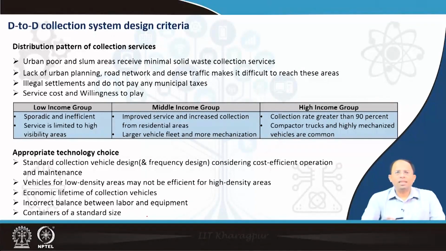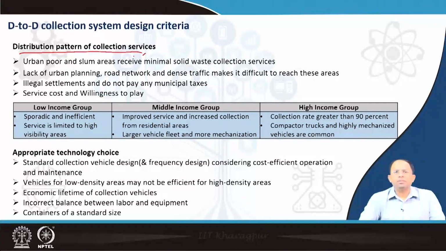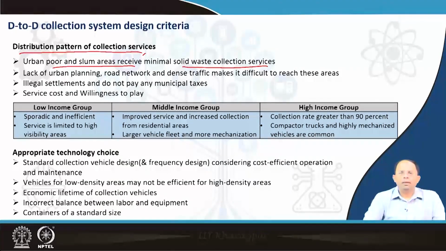So the other part of designing a distribution system is to design the distribution pattern of collection services. Distribution pattern refers to the way we design the services for different zones of the city. Now usually we have seen that poor and slum areas receive minimum solid waste collection services. Why? Because many of these are illegal settlements. They do not pay municipal taxes, so the municipality doesn't recognize them. So that could be one reason.